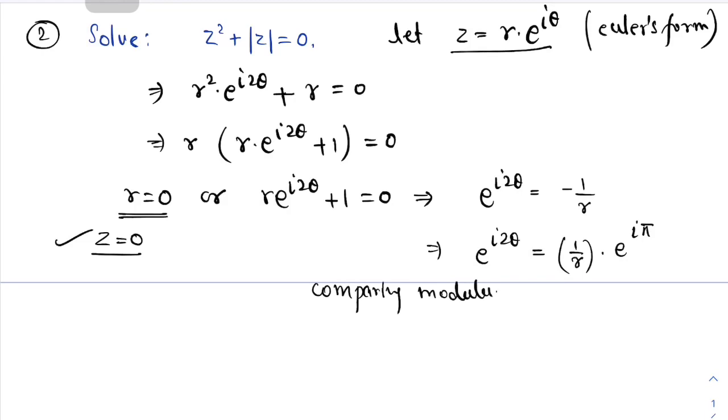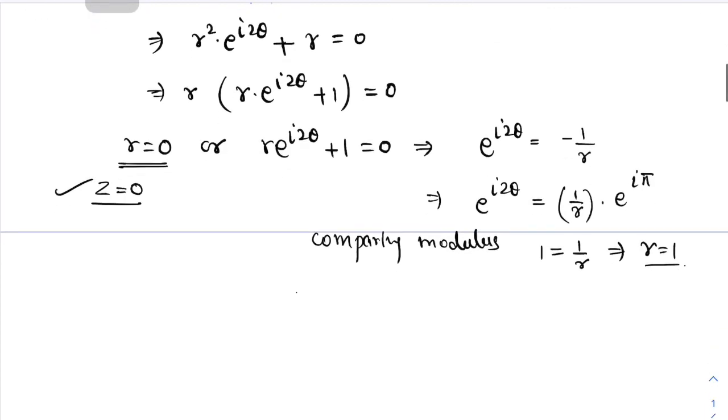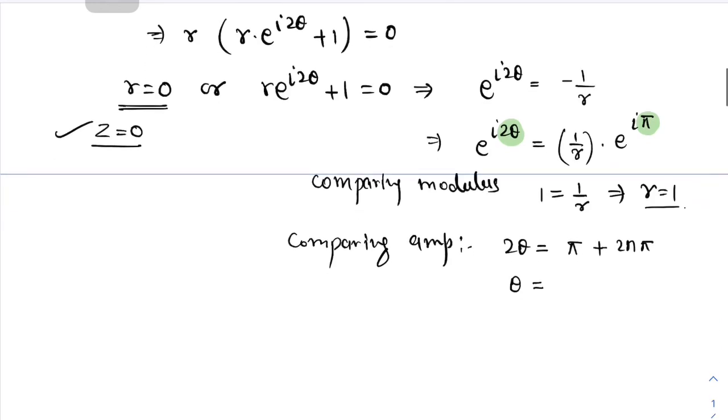Again, by comparing modulus and amplitude: comparing modulus, we get 1 is equal to 1 by r, and finally r is equal to 1. By comparing amplitude, 2 theta is pi, but we must not forget to write 2n pi. We are required to find the value of theta, and by dividing by 2 we get pi by 2 plus 2n pi divided by 2.